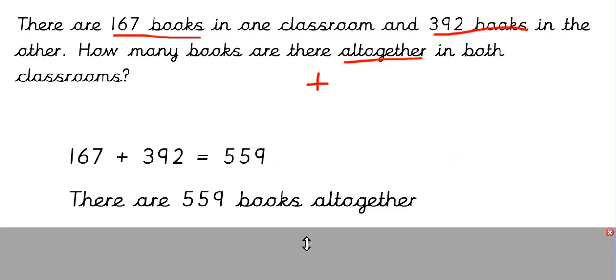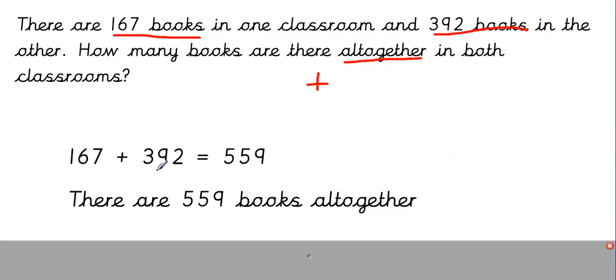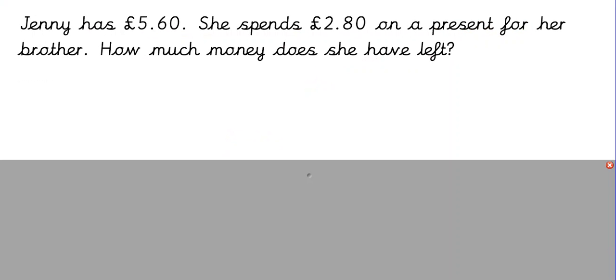Okay, so we've got 167 add 392, which is 559. So that means that there are 559 books altogether. Well done if you got that one correct. Okay, let's have a look at this one now.